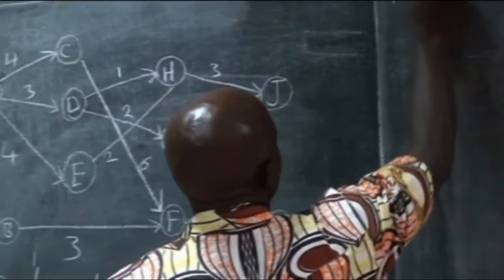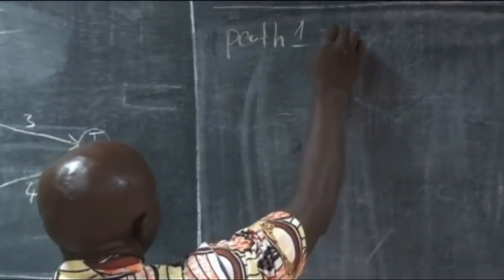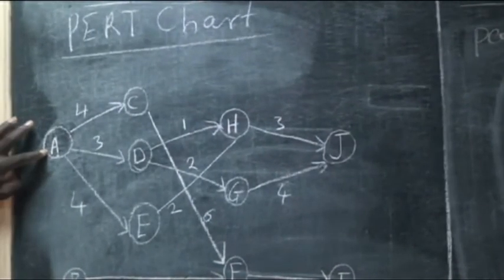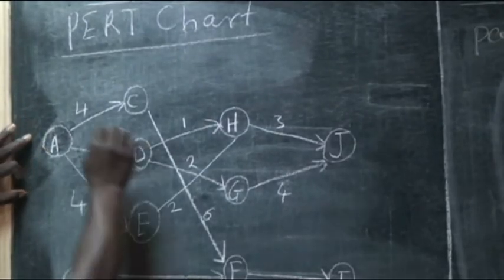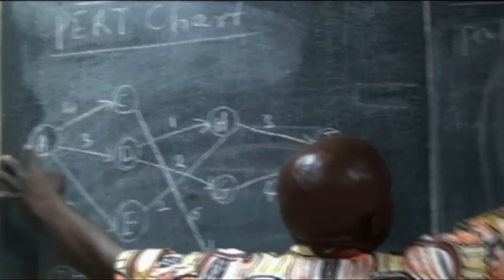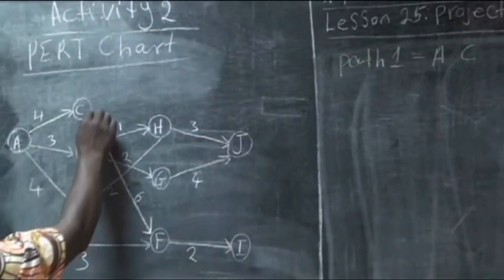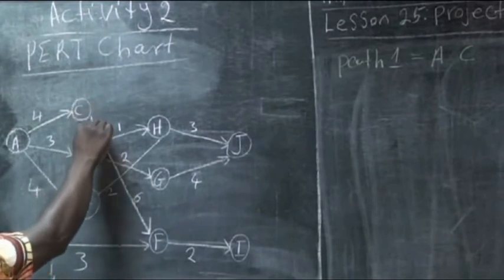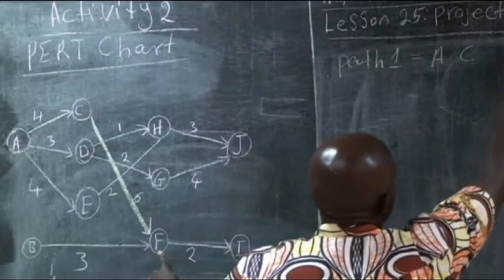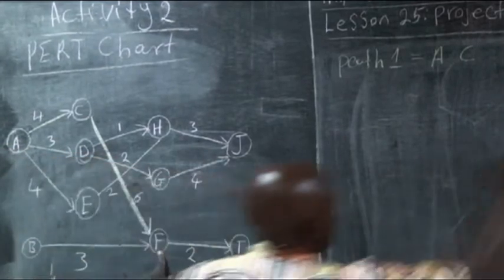First path. We look at path 1, beginning from A. We are going to use different colors to identify the paths. From here we have A to C. From A to C, the path moves to F. From F, the path continues to I.